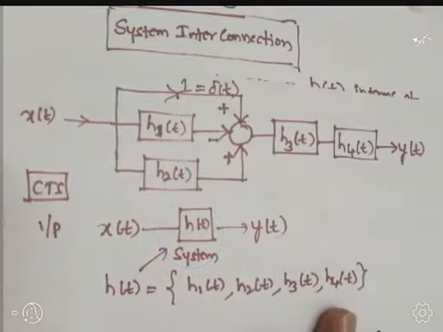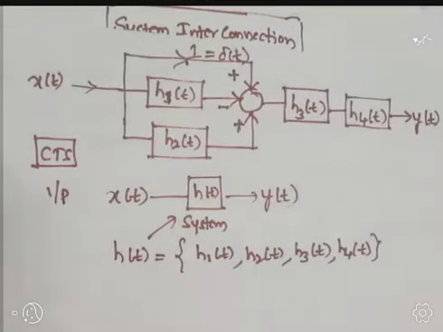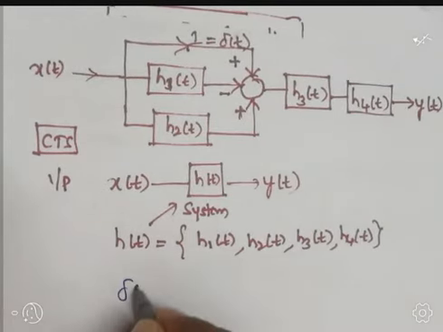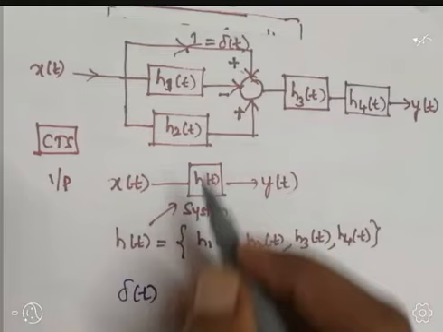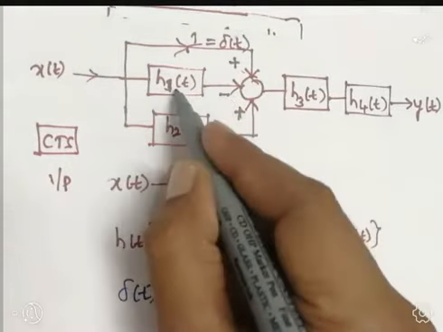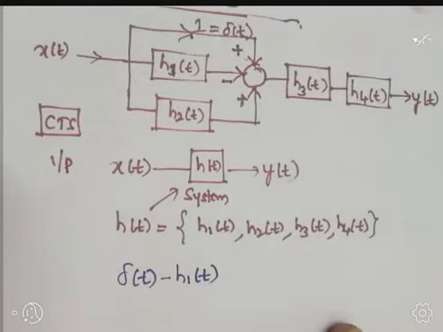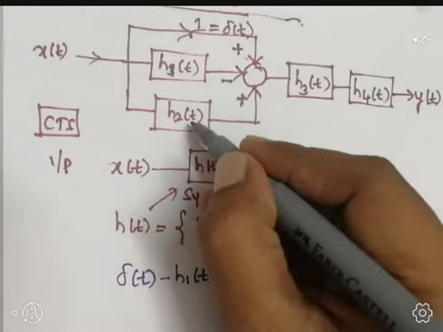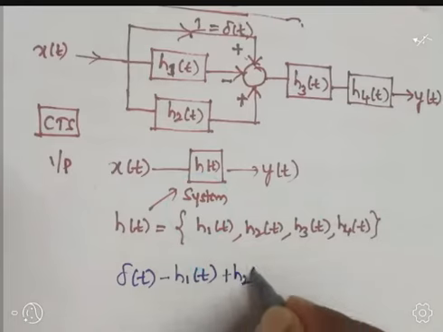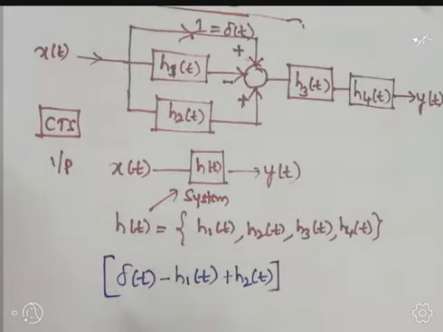If you write this part as per the discussion, the prefix of delta of t is plus, hence here I will write delta of t. H1 of t is multiplied by minus 1, nothing but the prefix of h1 of t is minus h1 of t. Then the prefix of h2 of t is plus, so plus h2 of t. Likewise we simplify this part and this is completed.